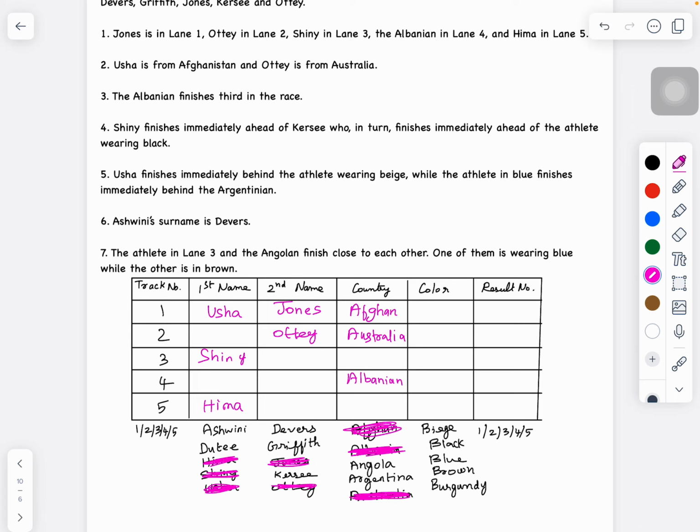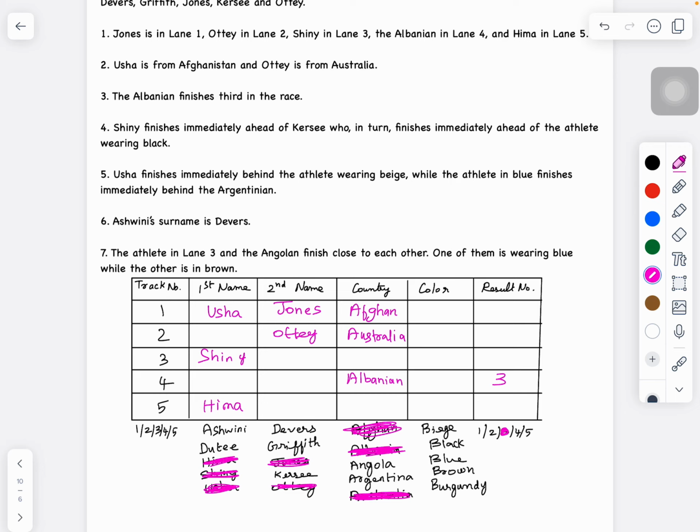Okay, point number 3. Albanian finishes third in the race. Okay. And point number 4. Shiny finishes immediately ahead of Kersey, who in turn finishes immediately ahead of the athlete wearing black.